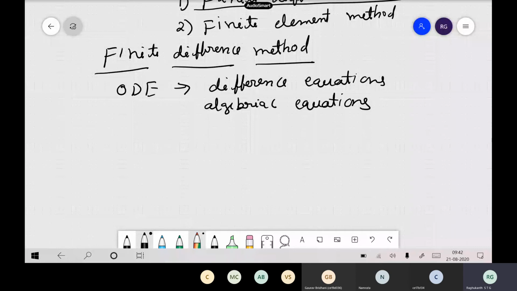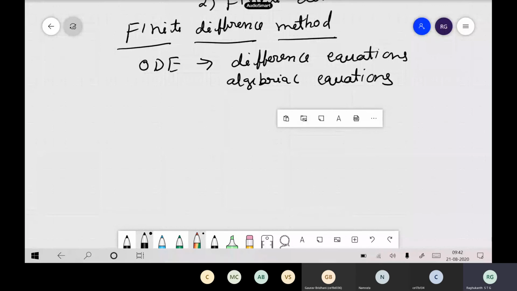So now in finite difference, what do you do? The starting point in finite difference method is just Taylor series.